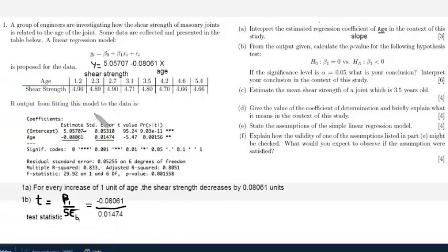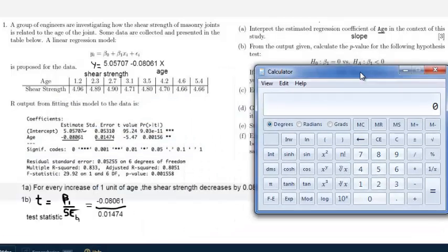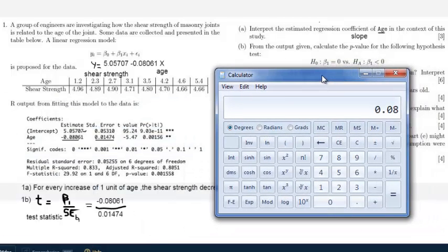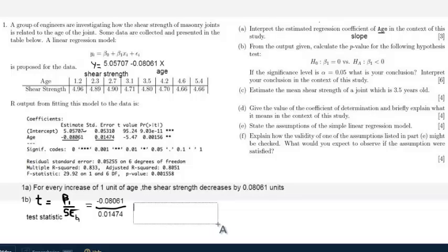If you do the division, 0.08061 divided by 0.01474, you will get 5.47. It's negative, so you'll write this as negative 5.47, and that is the same value which you got over here also, the t value, the test statistic. The t value is negative 5.47.